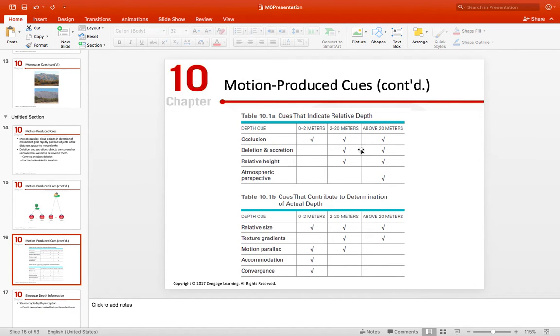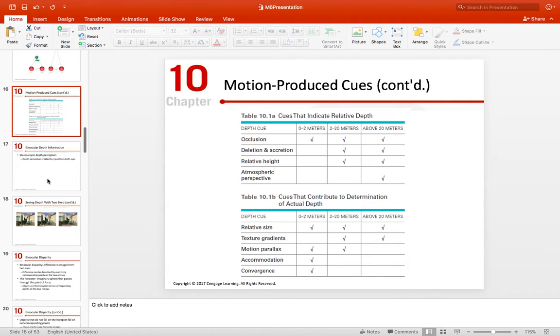are at different distances from you, essentially. And so forth. For example, atmospheric perspective tends to work really well for distant objects and stuff like that. But all of these are really good. All of these cues can be utilized to increase the sense of depth.